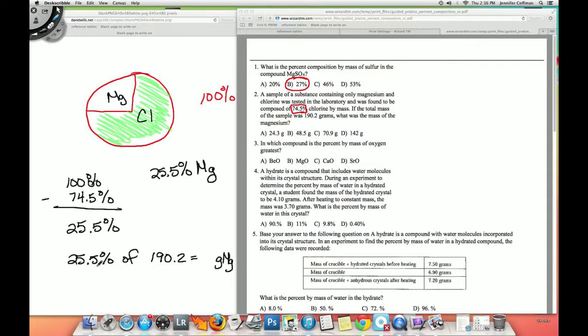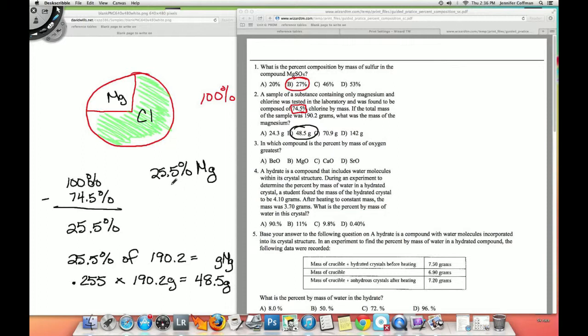So we're going to take 25.5 and change it to a decimal, because 25.5% is really the same as 0.255, and we're going to multiply it by 190.2 grams. When we do that, we end up with 48.5 grams of magnesium. Okay, now look at our answer choices up here. 48.5 grams of magnesium.